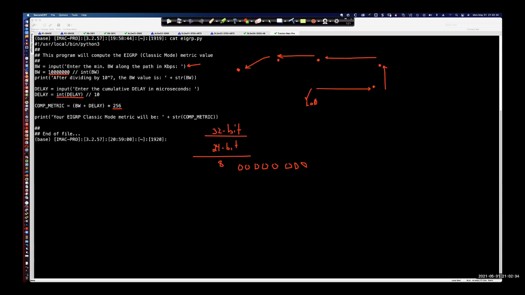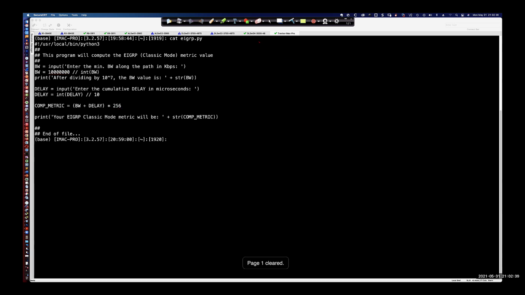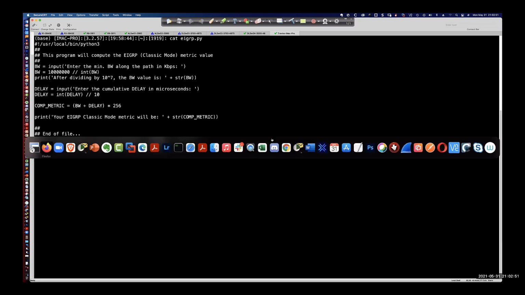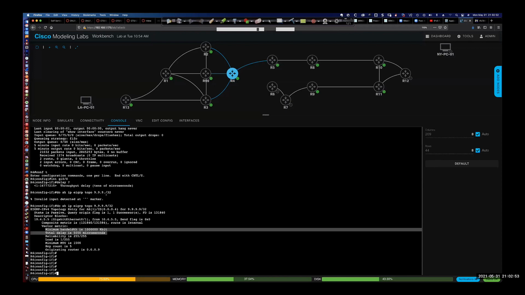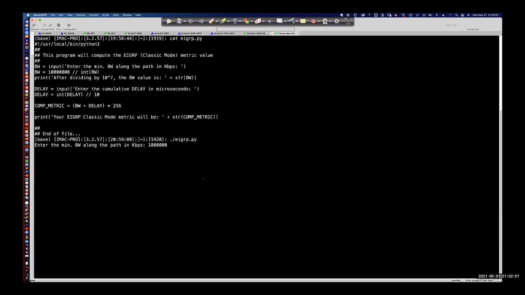It came from IGRP. All right, well, let me clear the screen here and let's see if this script works. Let's go ahead and run it. So I'm just going to simply say ./eigrp.py. So enter the minimum bandwidth along the path, 1, 2, 3, 4, 5, 6. And let me double check that to make sure that's what we had. 1, 2, 3, 4, 5, 6. Yep, so that's what we had.